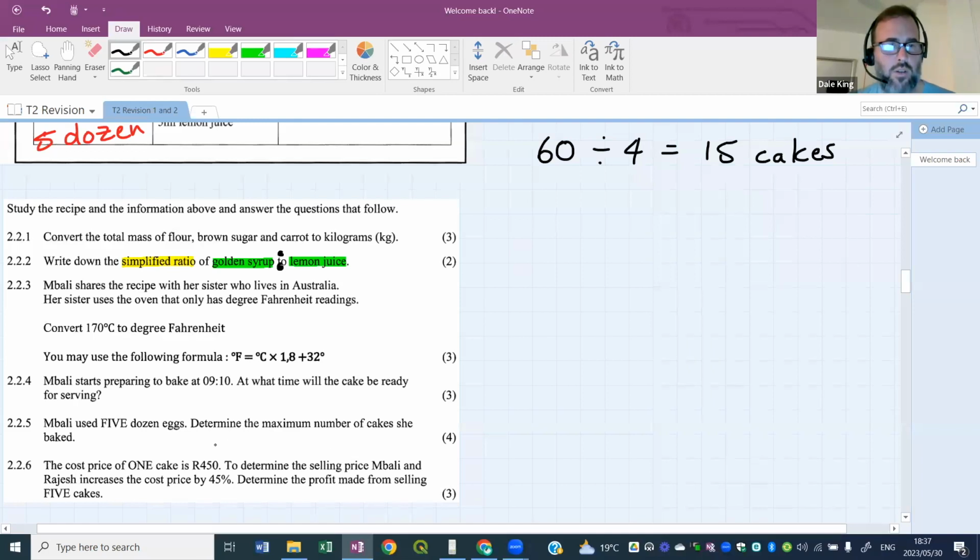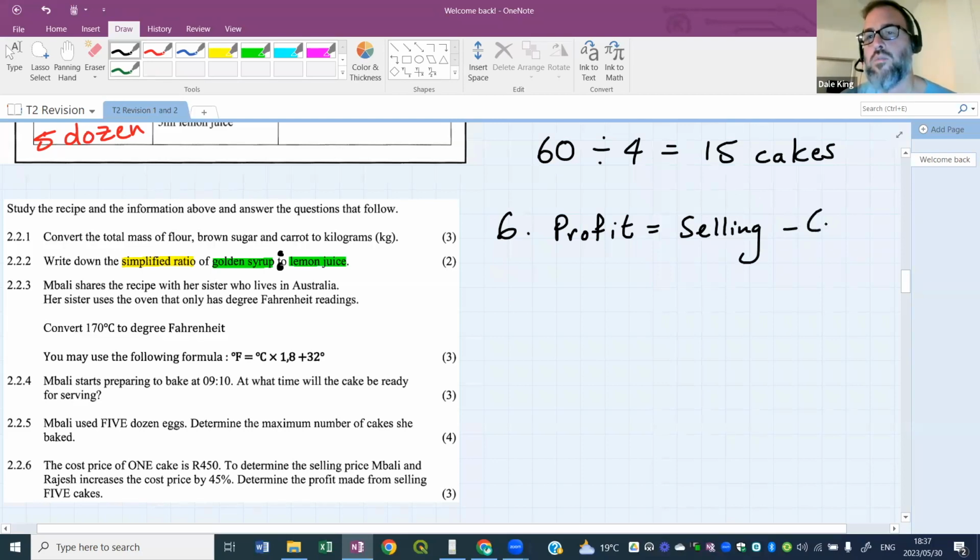The cost price is 450 Rand. For the selling price, you have to increase the cost by 45%. Determine the profit. Now, how do we get profit? I'll write that down for you. To get profit, we take our selling price minus our cost price. That's all I'm going to tell you. Try this one on your own, and let's see what you get, and then we'll compare answers.